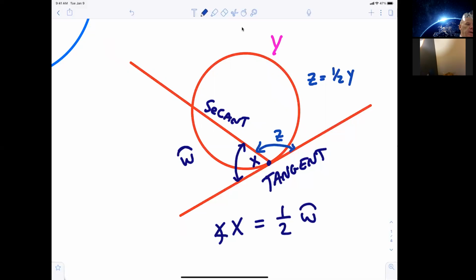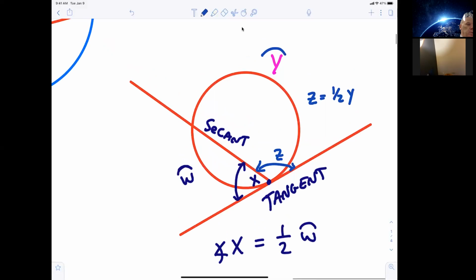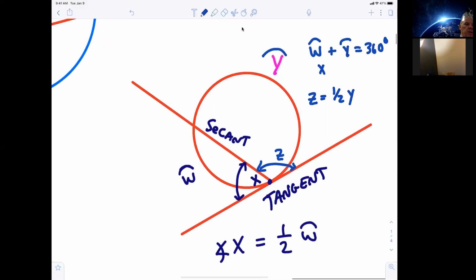Now, how do I remember that, guys? How many degrees are in a circle? So what is arc W plus arc Y going to equal? Arc W plus arc Y is equal to 360 degrees. Does everybody agree with that? And X plus Z is equal to how many? 180 degrees. Does everybody see what I'm showing you?